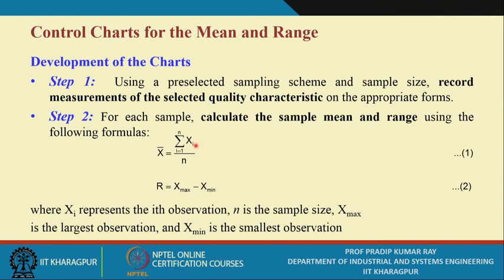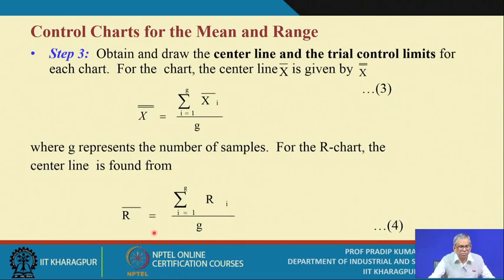x bar is the sample mean, with the xi values, and the sample size is n. So, this is x bar, the sample mean, and what is R? R is basically, in a particular sample, the maximum value minus the minimum value. So, xi represents the ith observation, n is the sample size, x max is the largest observation, and x min is the smallest observation.